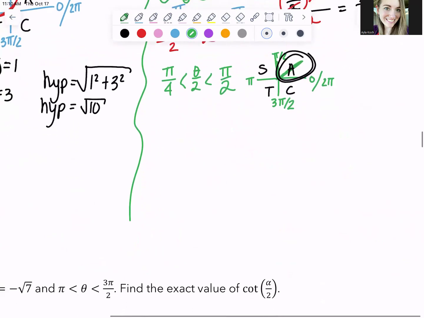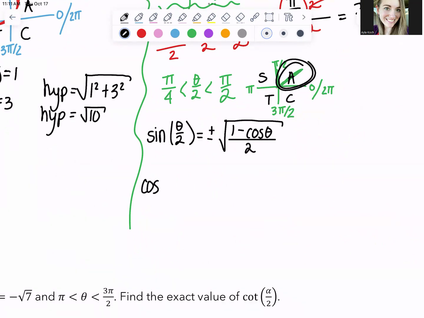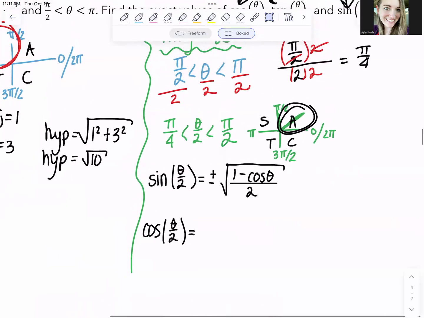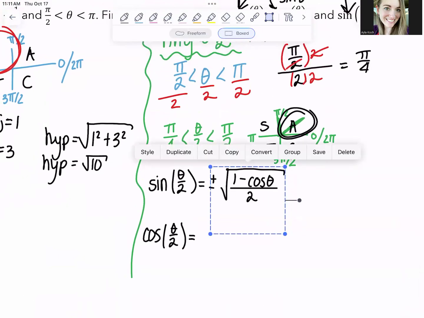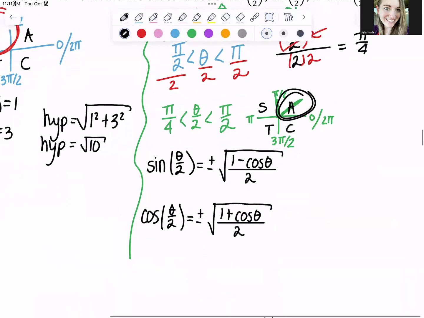And then we just use our formulas. So sine of theta over 2 is equal to plus or minus the square root of 1 minus cosine theta, divided by 2. Cosine of theta over 2 is the same exact formula, but instead of a minus, it's a plus.